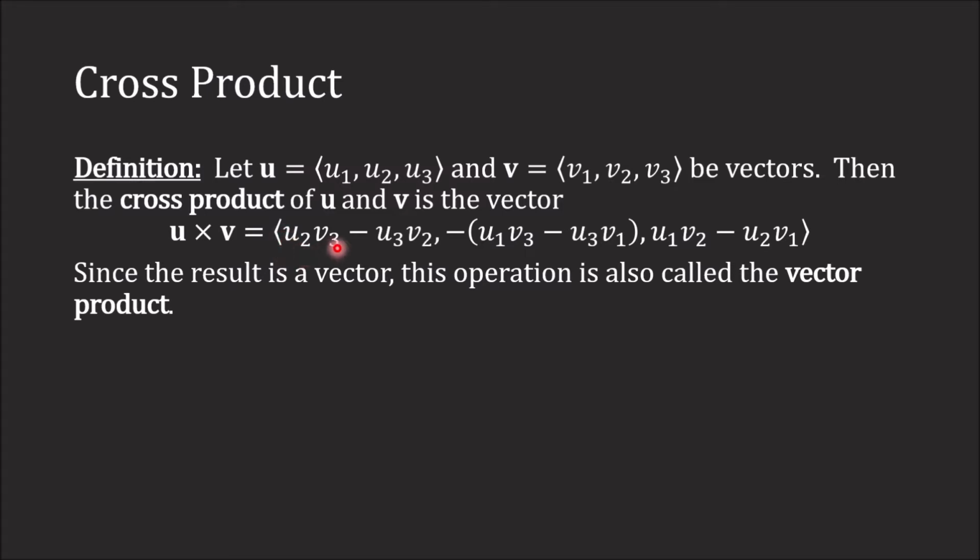vector U2 V3 minus U3 V2, negative quantity U1 V3 minus U3 V1, U1 V2 minus U2 V1. Since the result is a vector, this operation is also called the vector product.